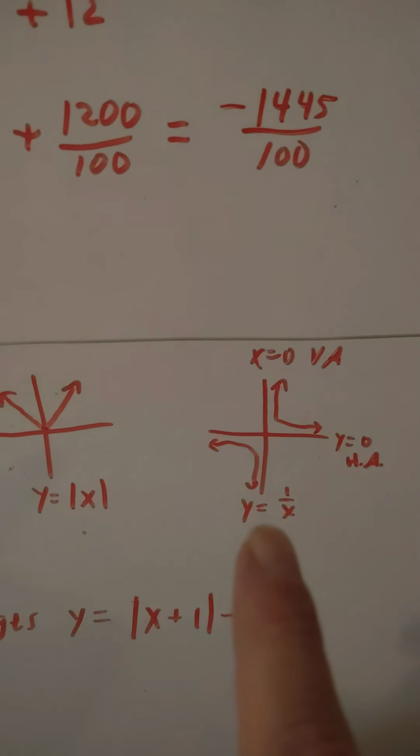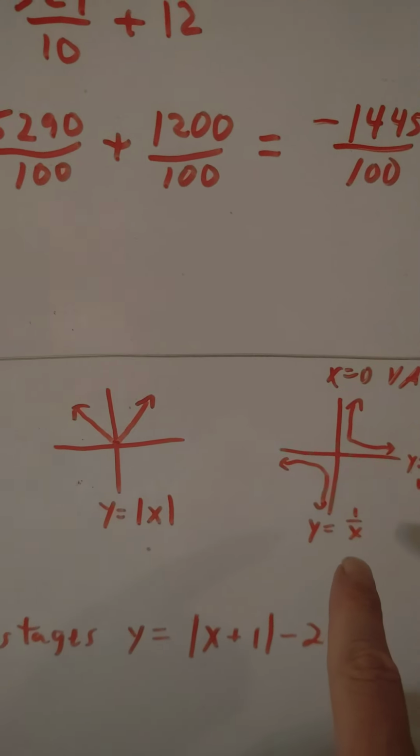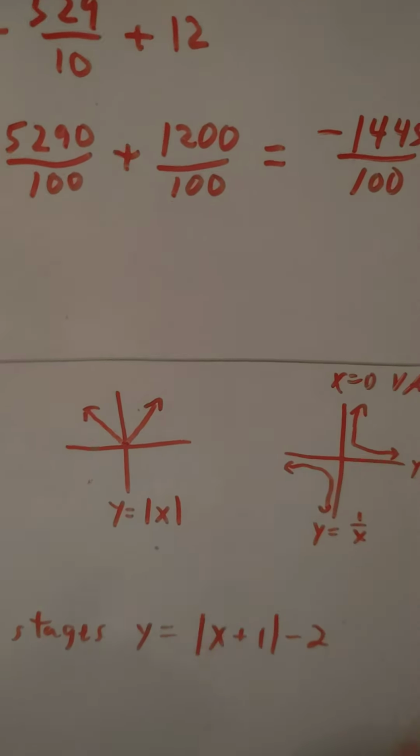And doesn't that make sense? The vertical asymptote is super related to the domain. Can we let x equal 0? No, you can't divide by 0.